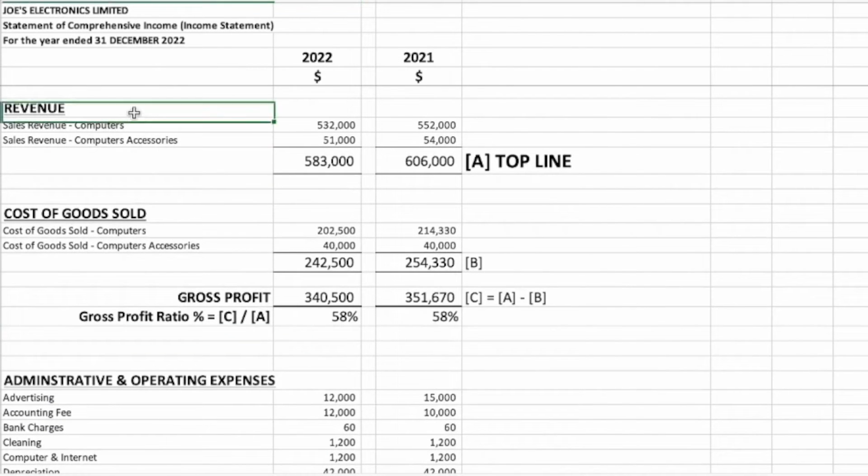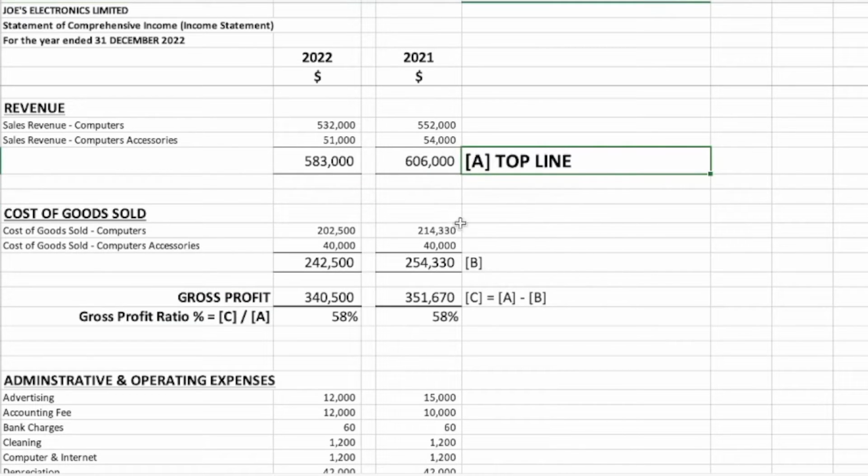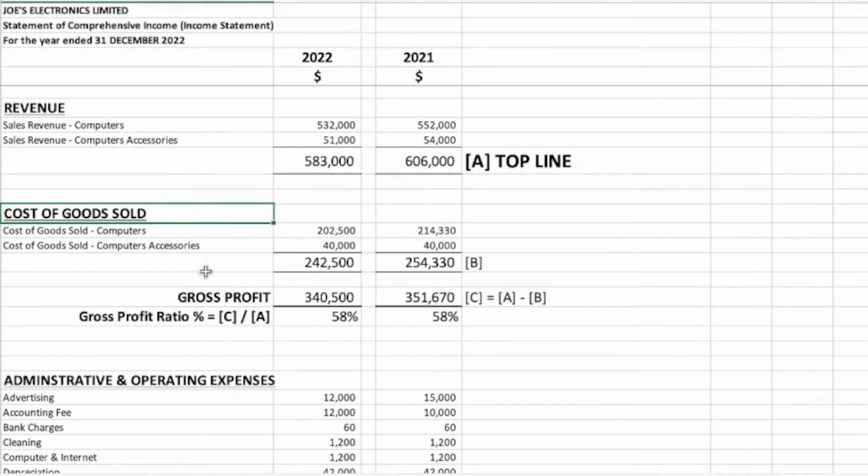Now let's look at the first part of the income statement, which shows the gross profit or loss equals to sales revenue, the net amount, which is also called the top line, minus the cost of goods sold. So the gross profit here, we see that is $340,500. And the gross profit ratio for 2022 is 58%. And we get this 58% by just simply dividing the gross profit by the revenue.